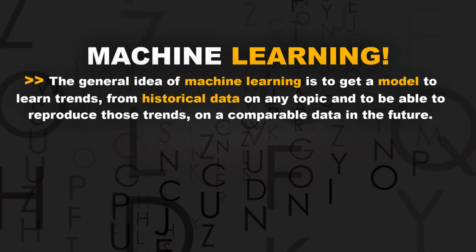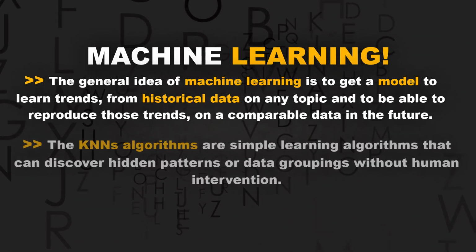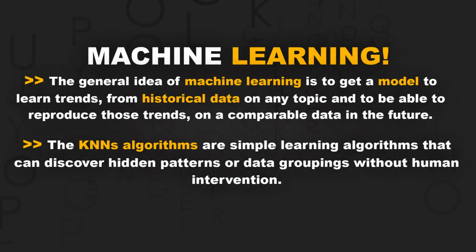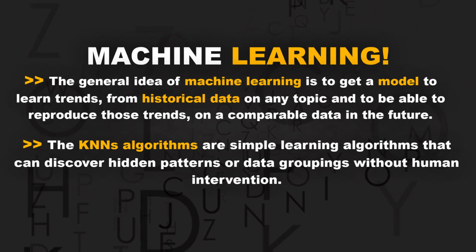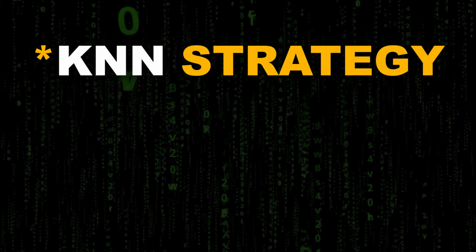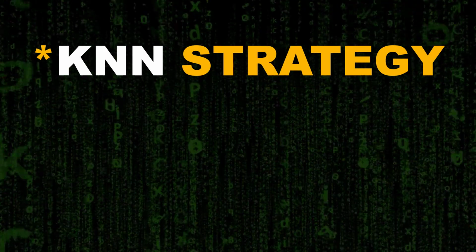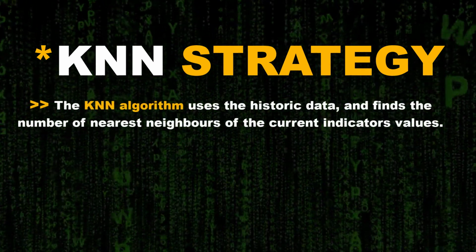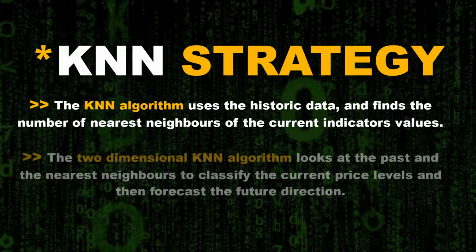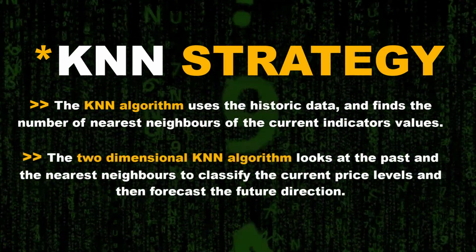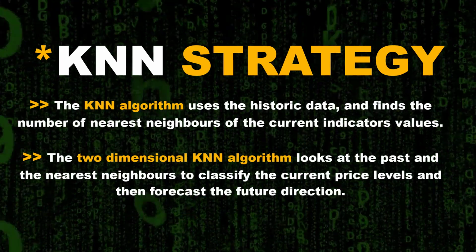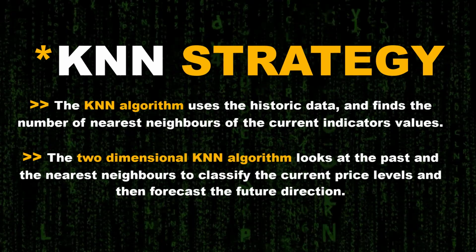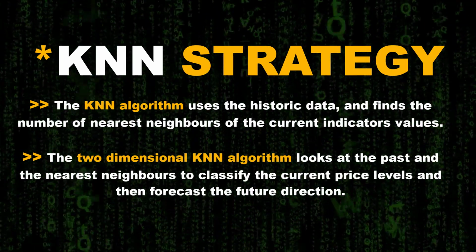Being a non-parametric, supervised machine learning algorithm, the KNN is one of the simplest learning algorithms, which means that these algorithms can discover hidden patterns or data groupings without the need for human intervention. In order for this indicator to perform a prediction of the next market direction, the KNN algorithm uses the historic data and finds the nearest neighbors of the current indicator values. The two-dimensional KNN algorithm will look at what has happened in the past, when the two indicators had a similar level. It then looks at the nearest neighbors, sees their state, and then classifies the current point, and then forecasts the future direction.